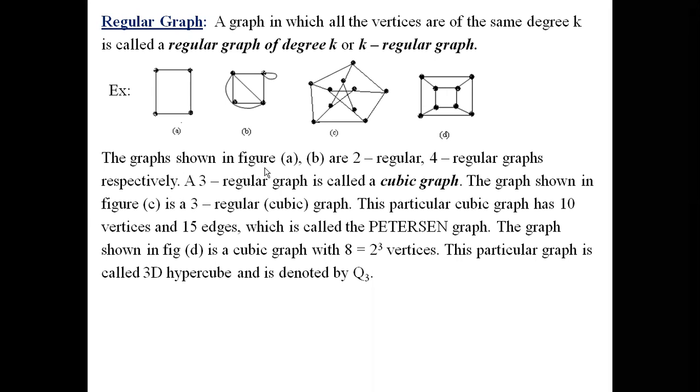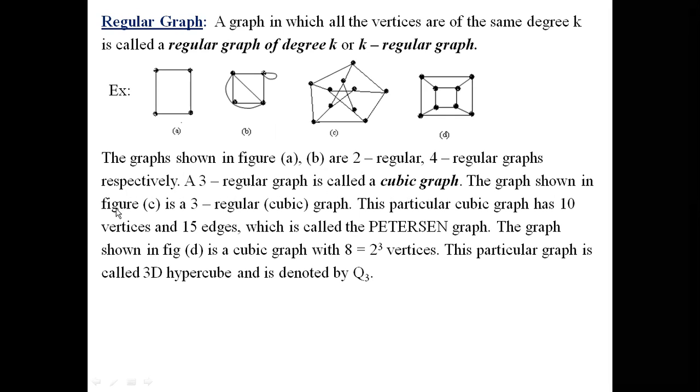The graphs shown in figure A and B are 2-regular and 4-regular graphs respectively. A 3-regular graph is called a cubic graph, wherein the degree of every vertex is 3. Those graphs are called 3-regular graphs, which are nothing but figure C and D.